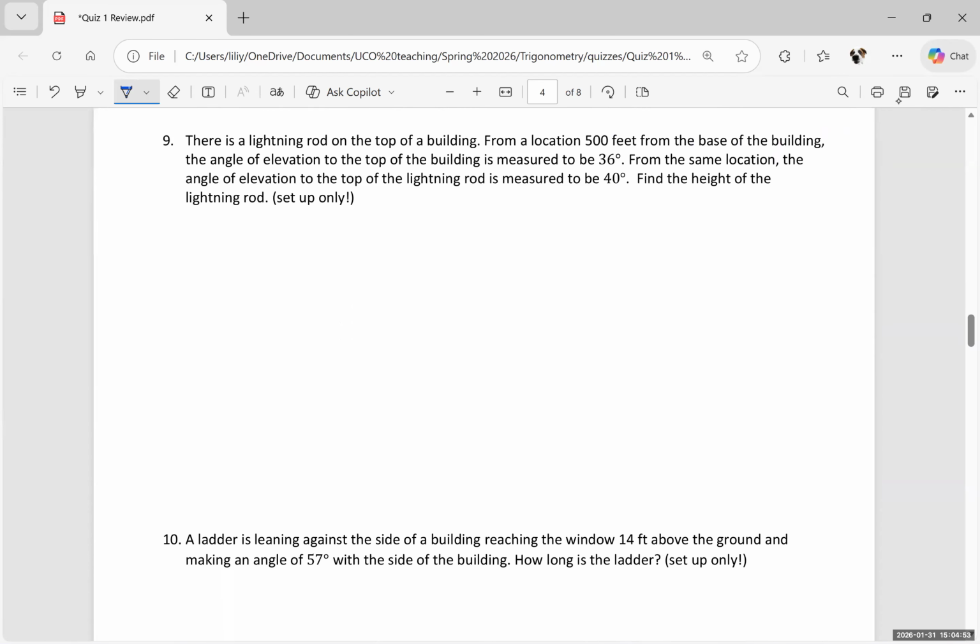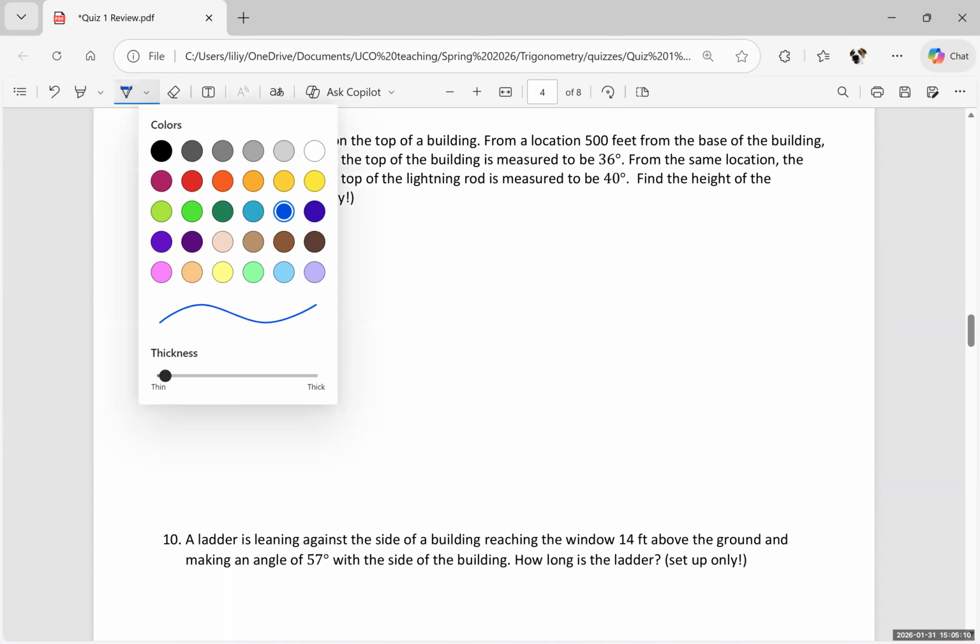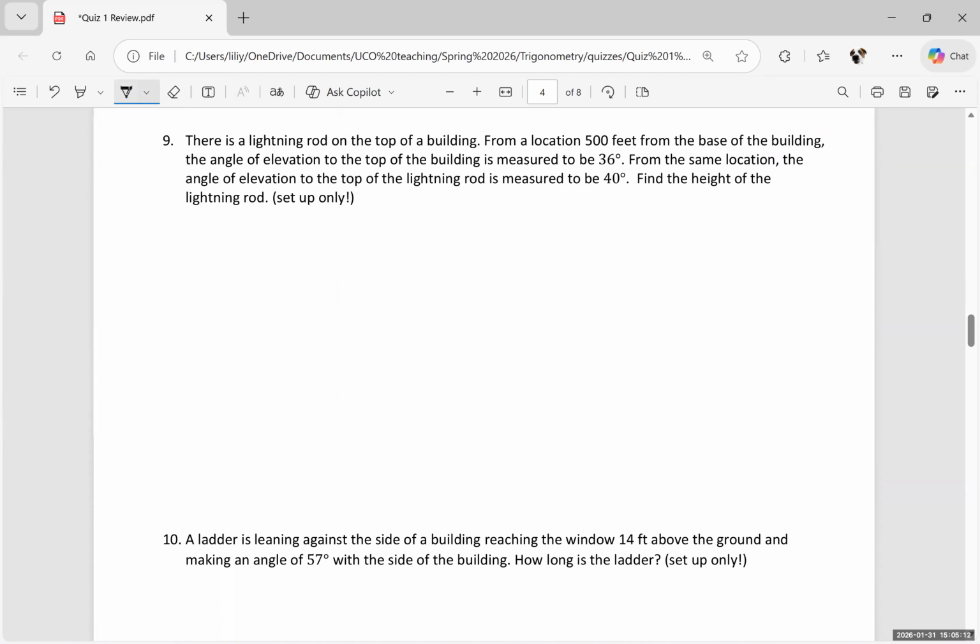All right, word problem. So lightning rod on top of a building, from the location 500 feet from the base of the building, the angle of elevation to the top of the building is 36. Same location, the angle of elevation to the top of the lightning rod is 40. Find the height of the lightning rod, and we are doing just the setup since we don't have calculators. Here's your antenna.